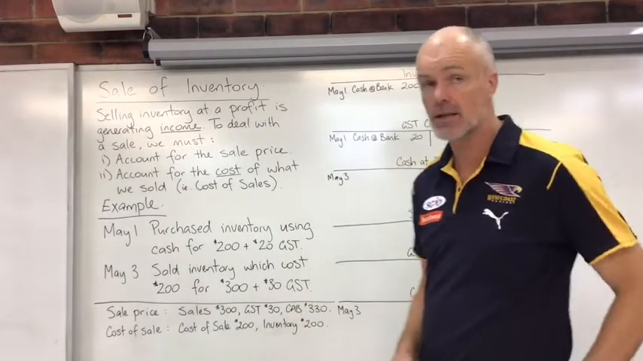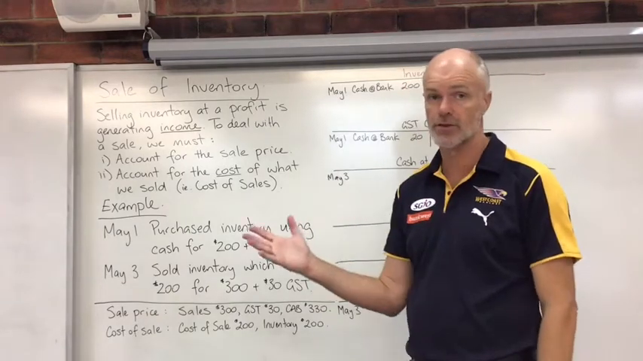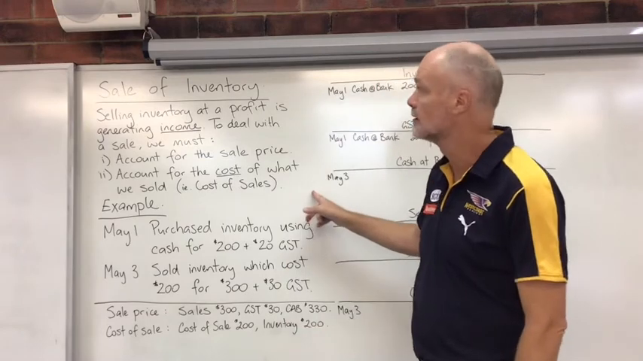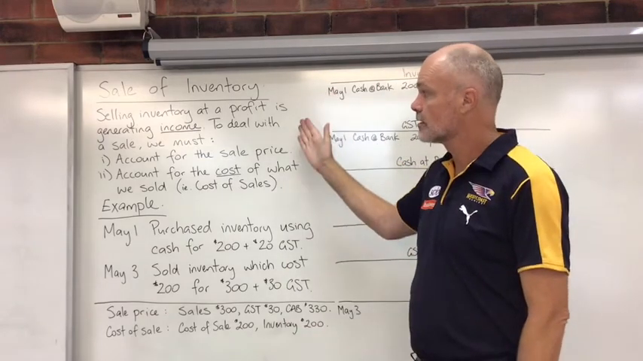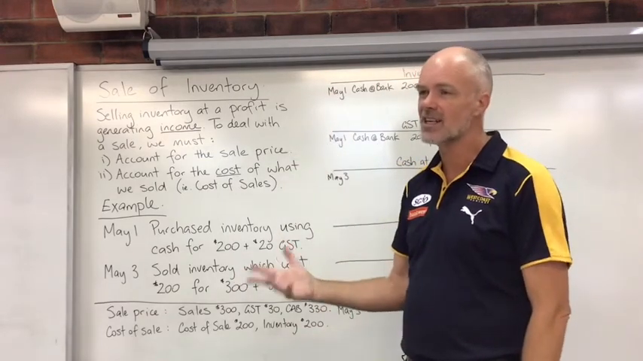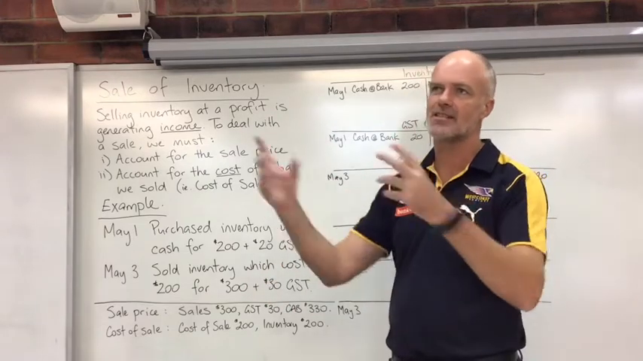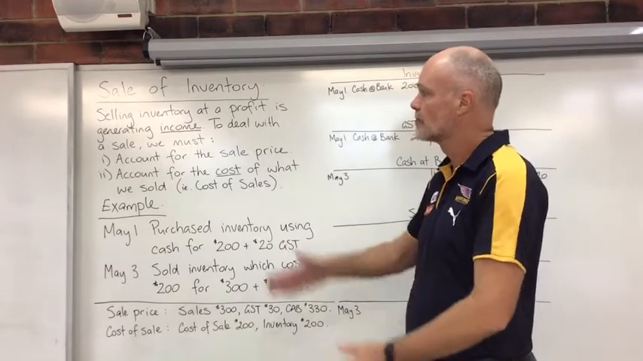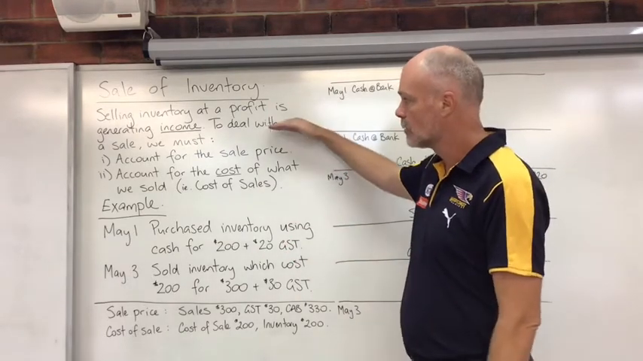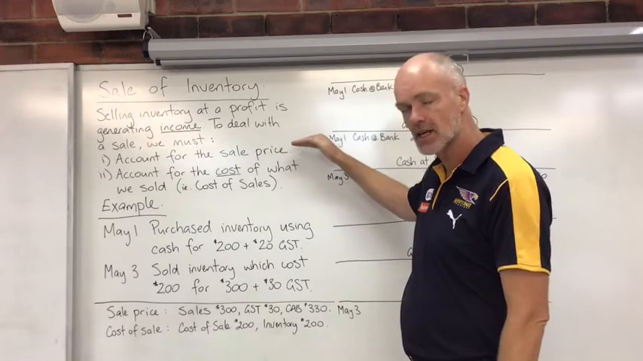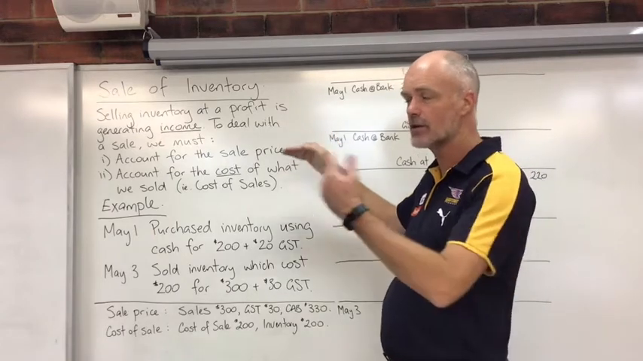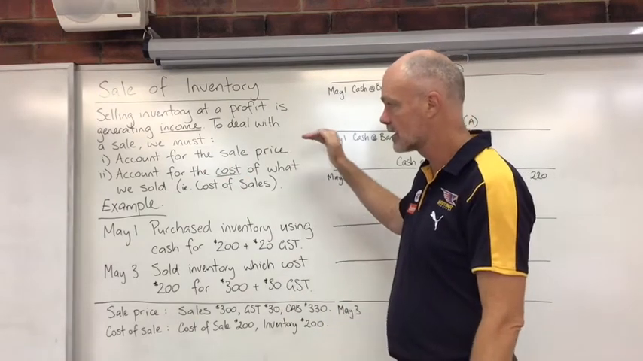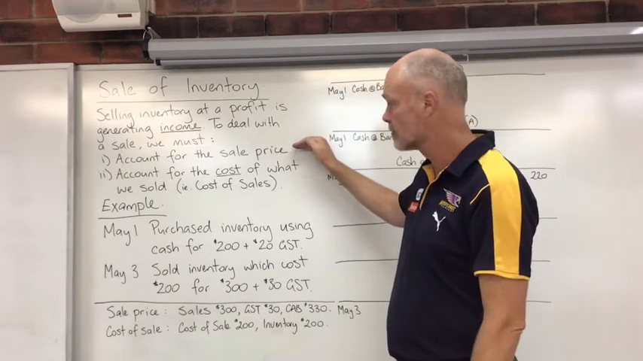Okay, so we're now going to look at how to do sale of inventory correctly using the correct process. So I've adjusted this here. So selling inventory, we're selling it at a profit. So we're generating income. So we can't just have assets increasing and decreasing because income is involved. So when we're dealing with a sale, we must account for the sale price. That's our income. So whatever we've sold it for, because we're selling it for greater than what we purchased it for, we're selling it at a sale price, generating income.